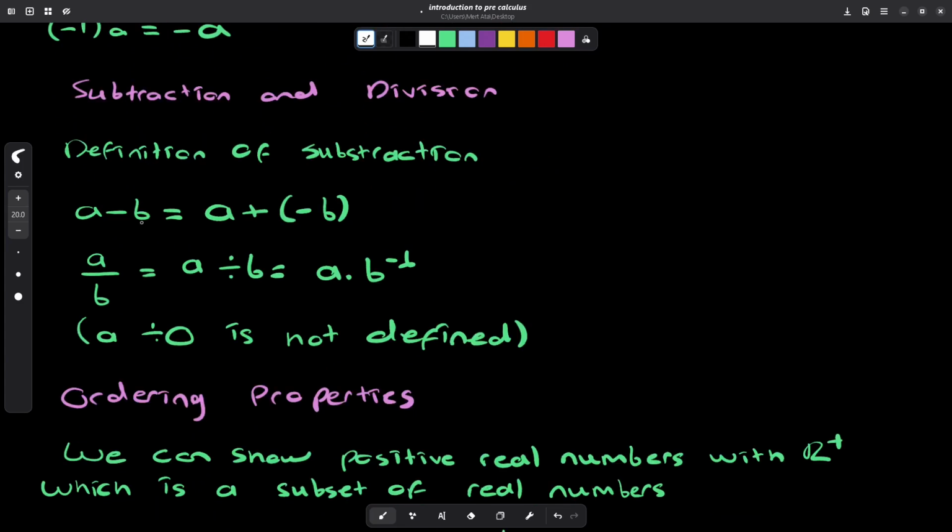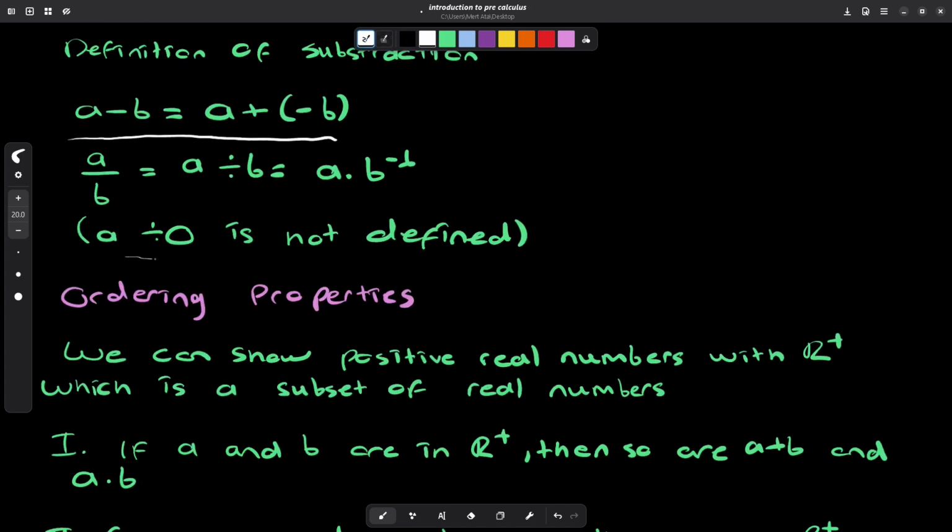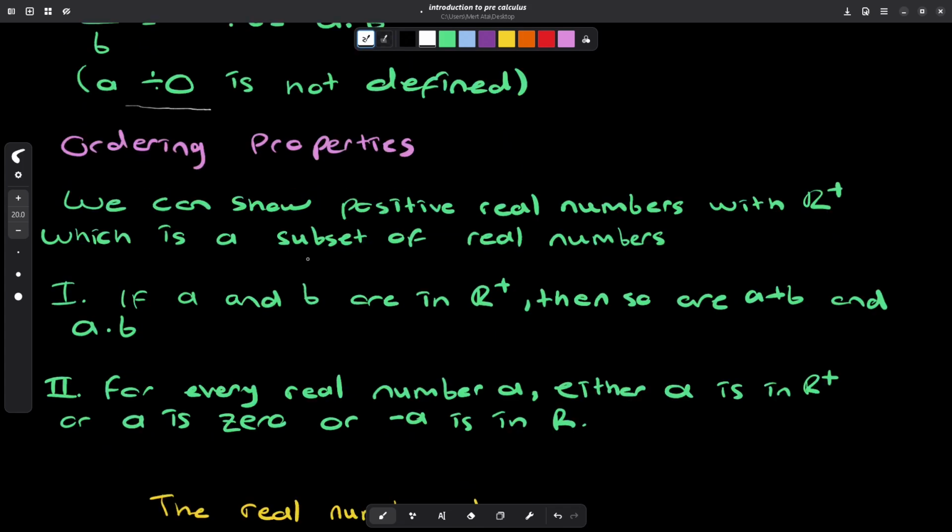Subtraction and division. The definition of subtraction, which is quite important for us: a minus b is actually defined as a plus negative of b. And a over b is defined as a multiplied with the reciprocal of b. And we know, again, a divided by 0 is not defined.